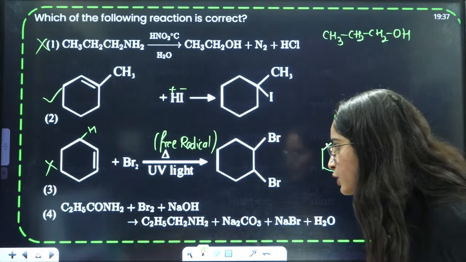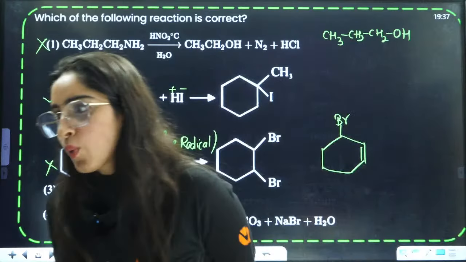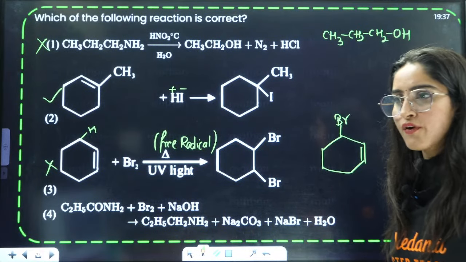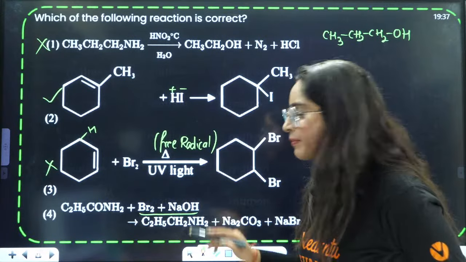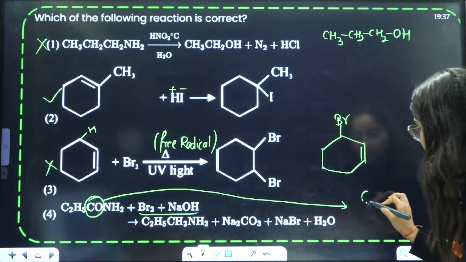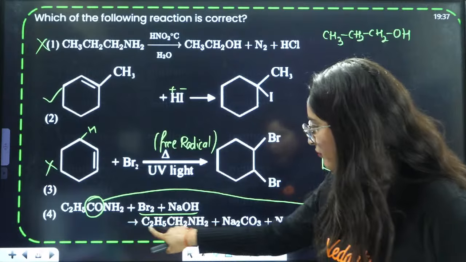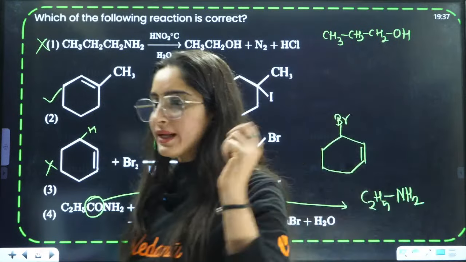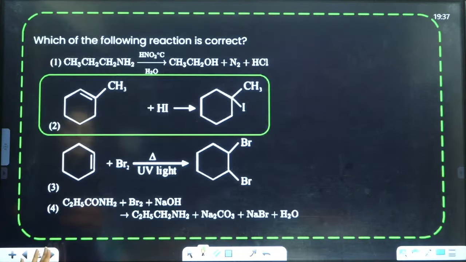In the fourth, you have C2H5. Tell me, what is the answer for the Hofmann bromamide reaction? Is the fourth the correct or the wrong answer? In Hofmann bromamide, this CO will be eliminated, hence the answer will be C2H5NH2. If you want to have this product, then you need to use lithium aluminium hydride. If you are using Hofmann bromamide, this carbonyl will be eliminated. Very good. So the second is the correct answer.